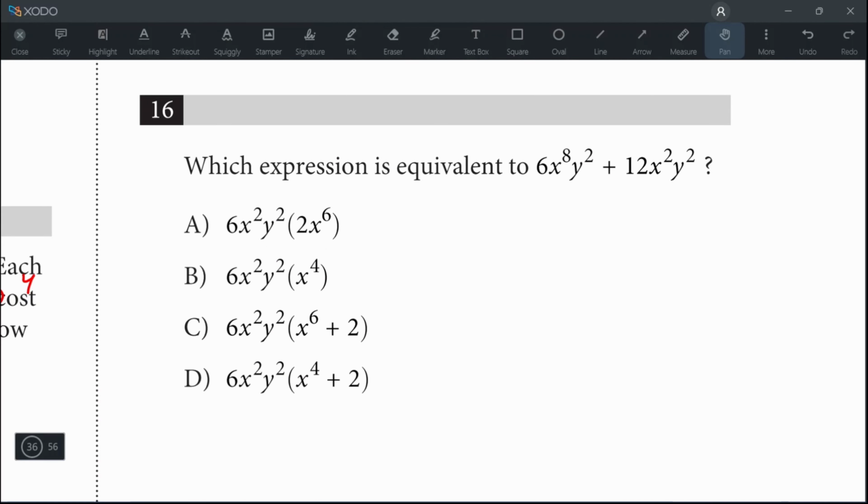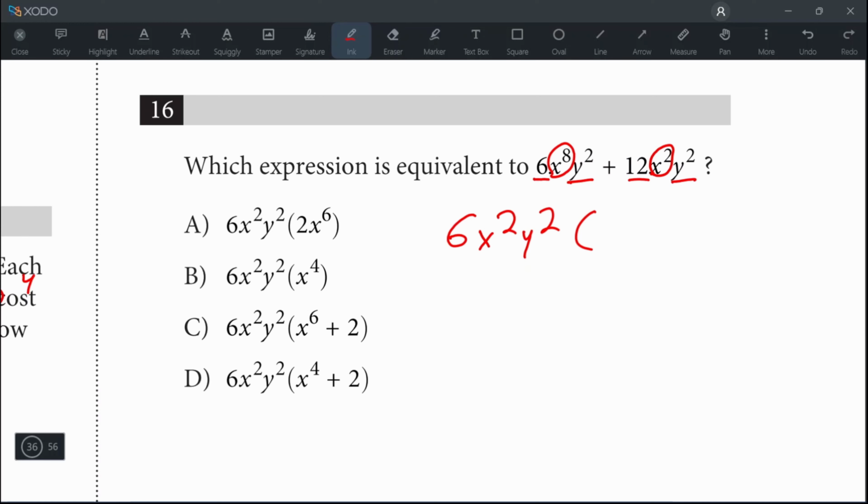Question number 16. Which expression is equivalent to 6x to the power of 8 multiplied by y to the power of 2 plus 12x to the power of 2 multiplied by y to the power of 2? So what we're going to do here is factor out the greatest common factor of this expression. The common factor of 6 and 12 is 6. And the common factor of x to the power of 8 and x to the power of 2 is x to the power of 2. And the common factor of y to the power of 2 and y to the power of 2 is just y to the power of 2.